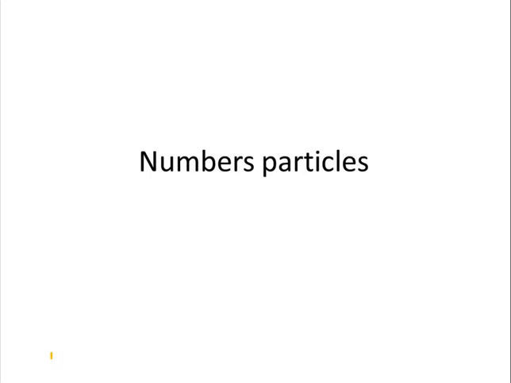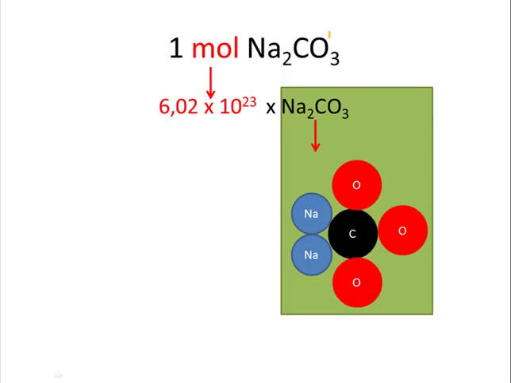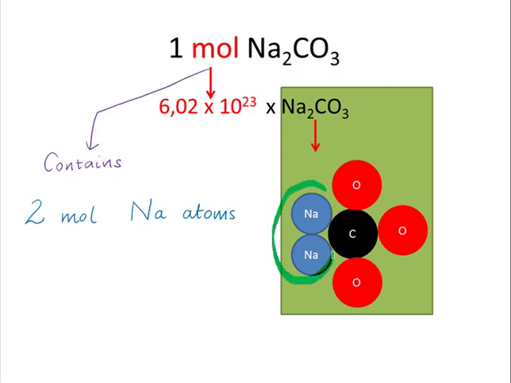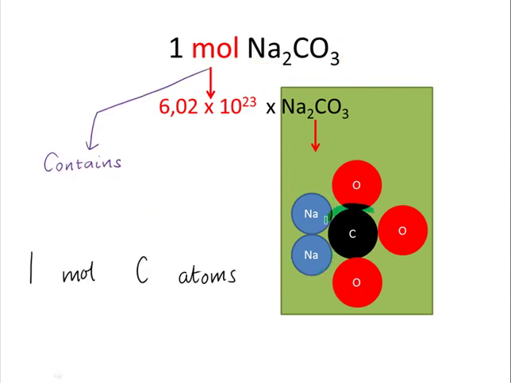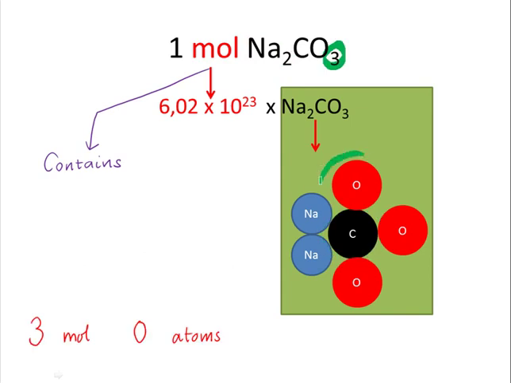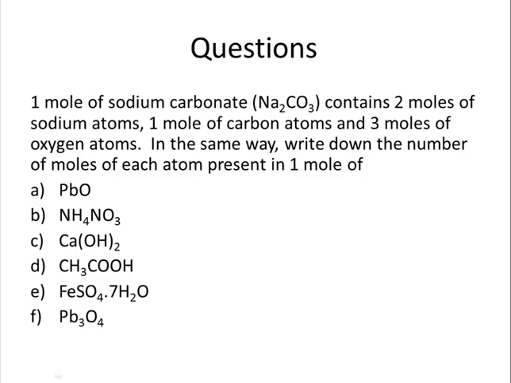1 mole of sodium carbonate, which has formula Na2CO3, contains 2 moles of sodium atoms, 1 mole of carbon atoms, and 3 moles of oxygen atoms. You need to write these in the same kind of way.